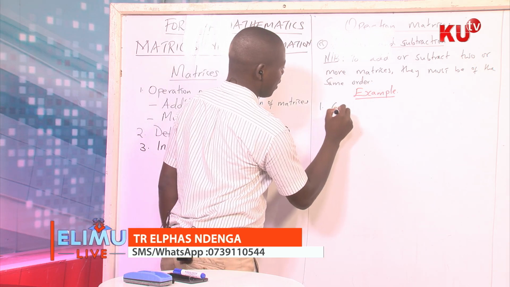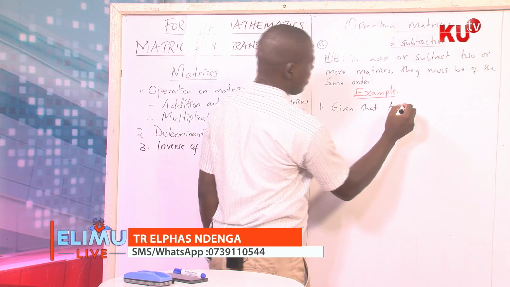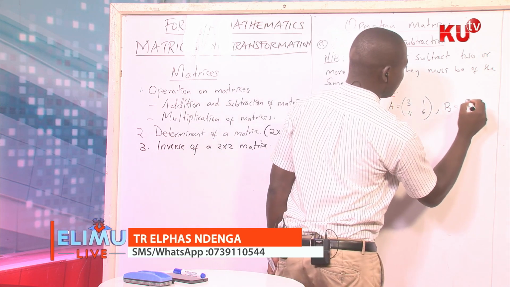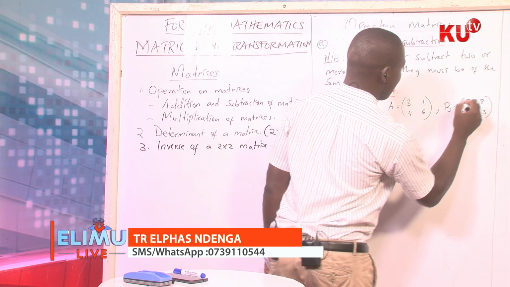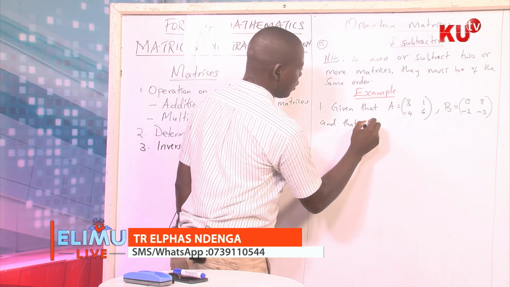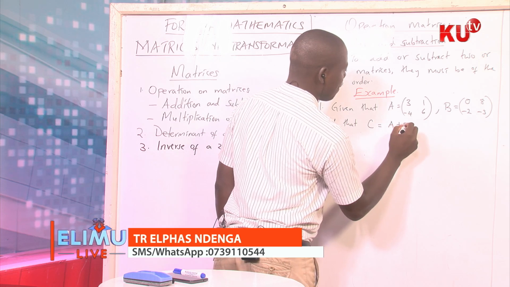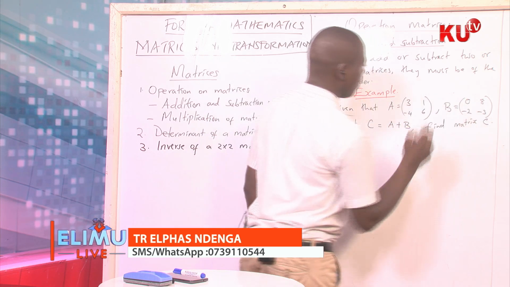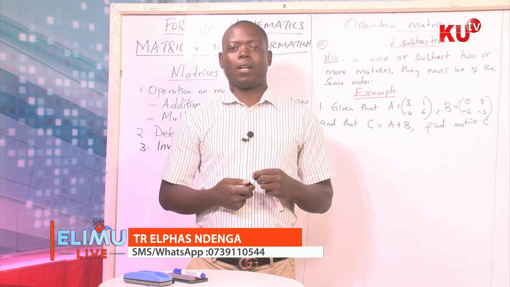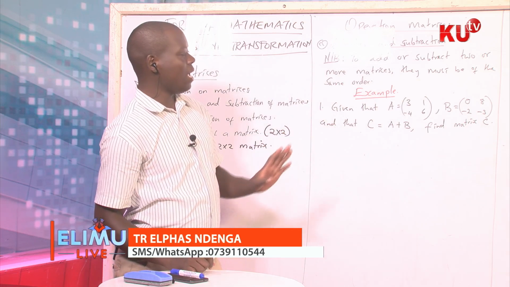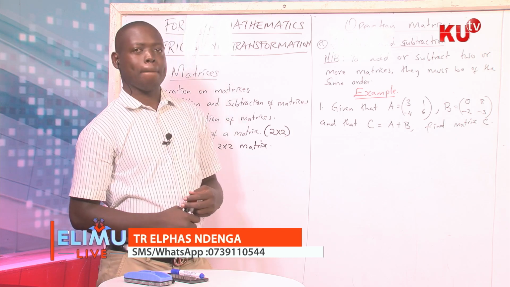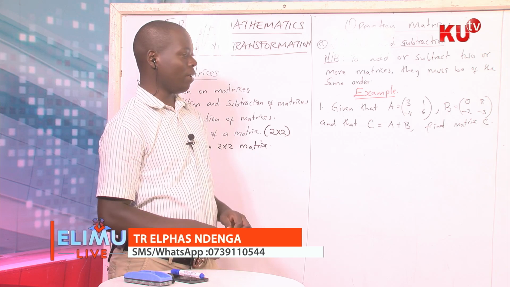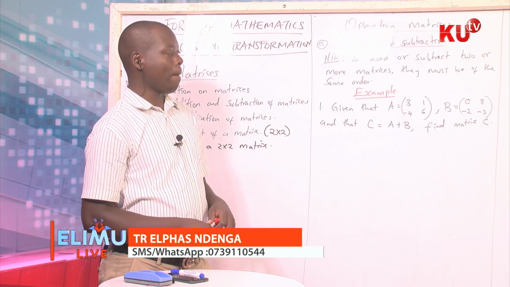Example number one. Given that A is the matrix 3, 1, negative 4, 6, B is the matrix 0, 8, negative 2, negative 3, and that C is the matrix A plus B, find the matrix C. Students, we've been given a question: A is 3, 1, negative 4, 6, B is a matrix of elements 0, 8, negative 2, negative 3, and C is A plus B. Find matrix C.